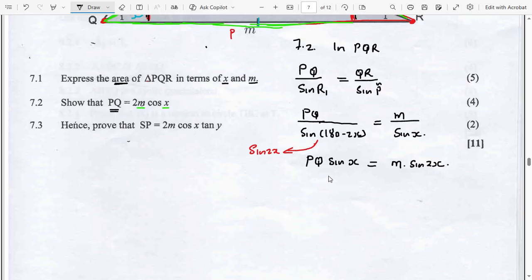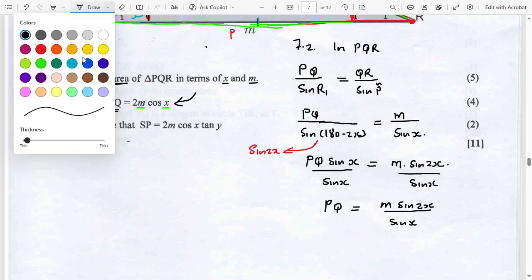Okay, therefore divide both sides by that sine x. What is PQ equal to? PQ is just m, the sine 2x over the sine x. And when I look at this, I don't have what they are looking for. So this tells me that PQ is m sine 2x over sine x. So what is that telling you? Simplify further to find the answer that they need.